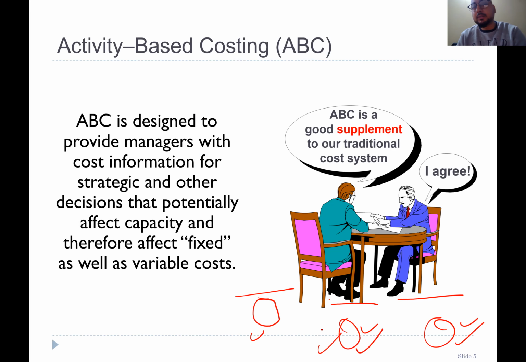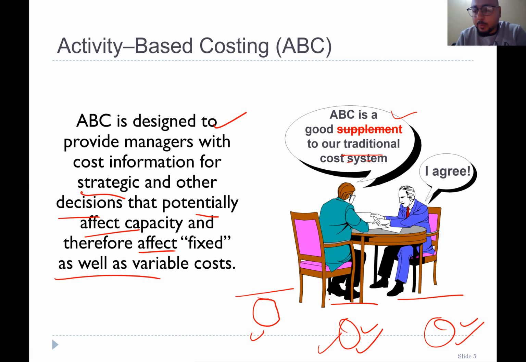So activity-based costing is designed to provide managers with cost information for strategic and other decisions that potentially affect capacity and therefore affect fixed as well as variable cost. Basically, ABC is a good supplement to our traditional system, right? It is the traditional system, yes, but one more step ahead.